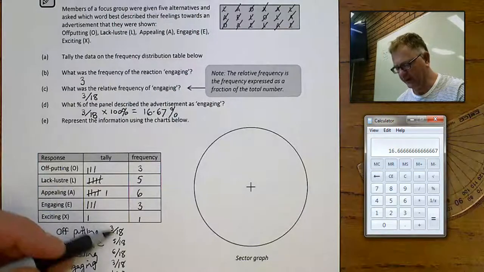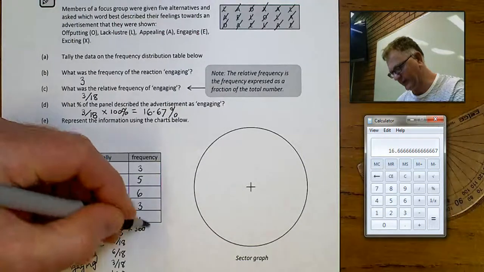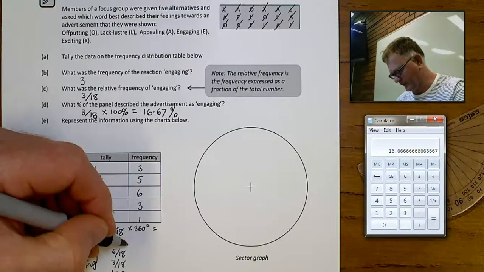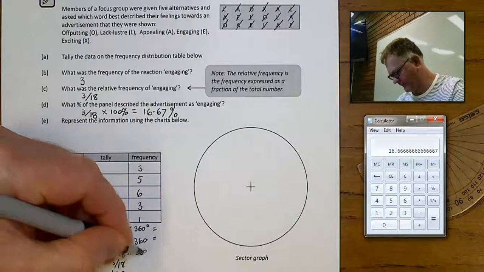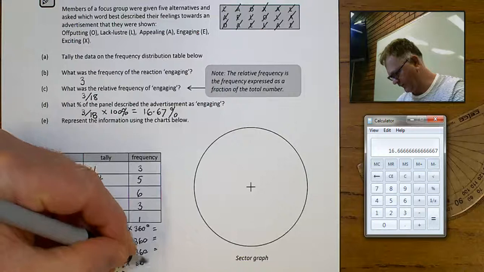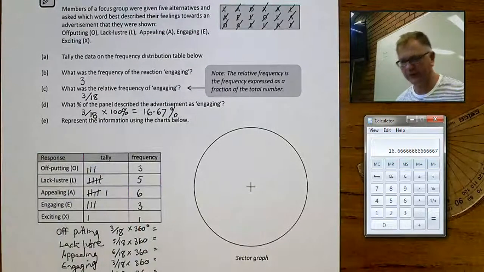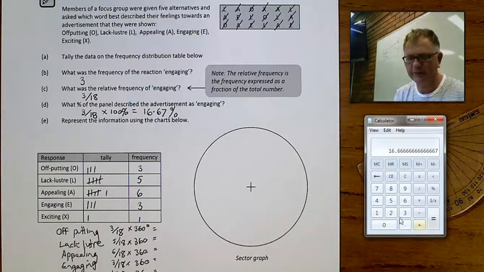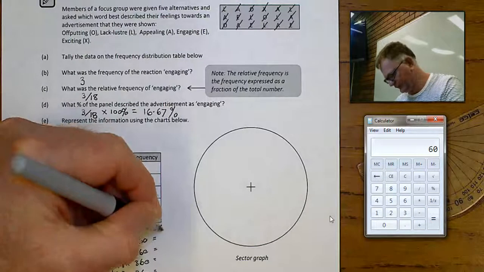Now, I've got to change all those into the number of degrees for the circle. So that's 3/18ths of a circle, 3/18ths of 360 degrees. So I'm going to times them all by 360. I'll just do the first one. 3/18ths of 360. 3 divided by 18 times 360 equals 60 degrees.